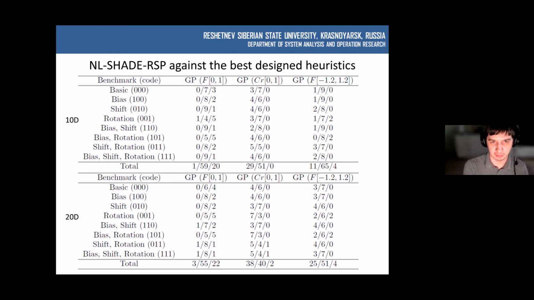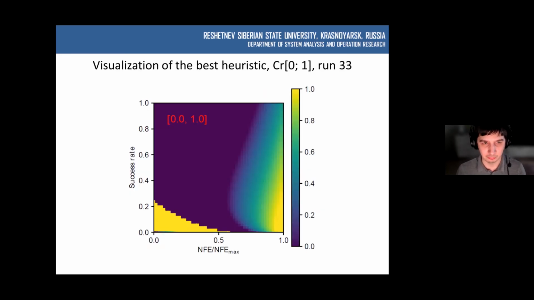So here is a comparison of the best designed heuristics for different cases. For example, we designed heuristics for F from 0 to 1, for CR from 0 to 1, for F from -1.2 to 1.2, and also some other cases. And we actually observed that it works much, much better than the original SHADE parameter adaptation. And this is an interesting finding. So how were these automatically designed heuristics working? For example, here on the picture, you can see what this heuristic does.